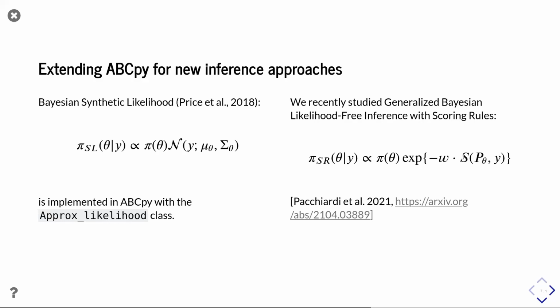For the sake of this presentation, a scoring rule is just a function between a distribution, let's say the model distribution at a parameter value, and the observation. Similarly to Bayesian synthetic likelihood, we will use an empirical estimator of this scoring rule by generating simulations from the model at the parameter value theta. So you see, we have a similarity between these two approaches. What we have done with this newly proposed approach is just replacing the Gaussian log likelihood with this term inside the exponential.